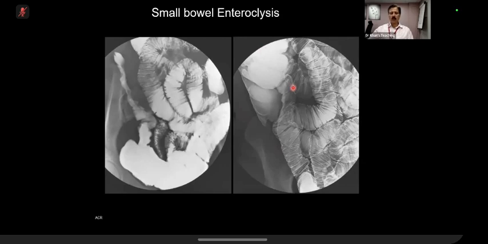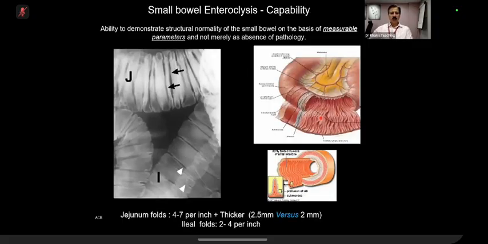Basically, methyl cellulose is used with Buscopan, etc., to give this coating. But small bowel enterocolysis is very good to teach you anatomy and some findings. So if you just concentrate on this concept, and this is a very important exam concept, that on this spot film of small bowel enterocolysis, you can see that these are the jejunal folds. Now, this black thing here is the valvulae conniventes, and this is the space in between.